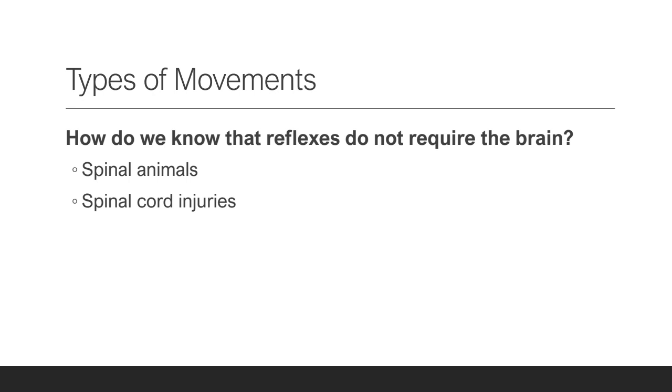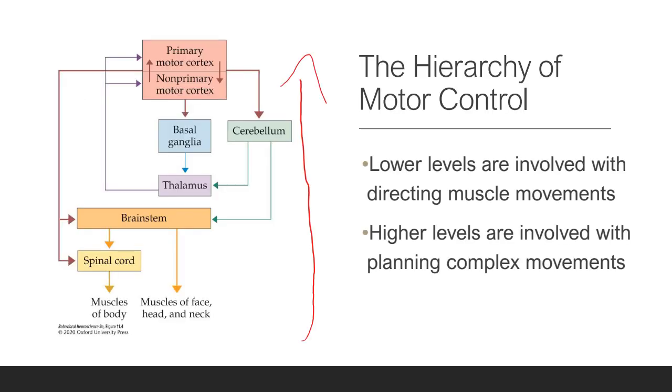So motor control is best understood as being a hierarchy. The motor system is often described as being organized in a hierarchy, and this means that there are lower levels and higher levels of movement control. This hierarchy spans the spinal cord, subcortical regions, and we've got the cortex at the top. But at the bottom, we have the lowest levels, which are the muscles in the body, muscles in the face, neck, and head.